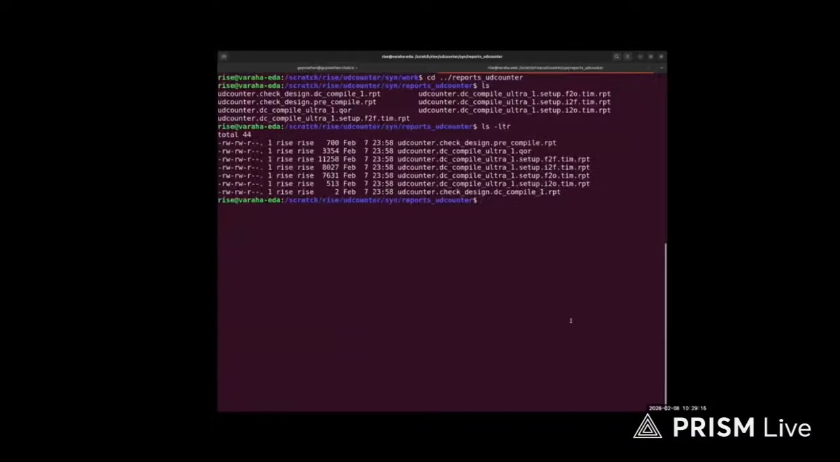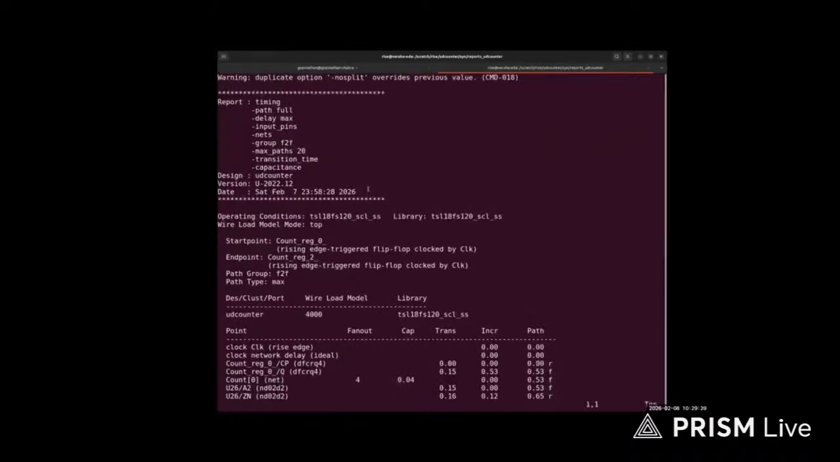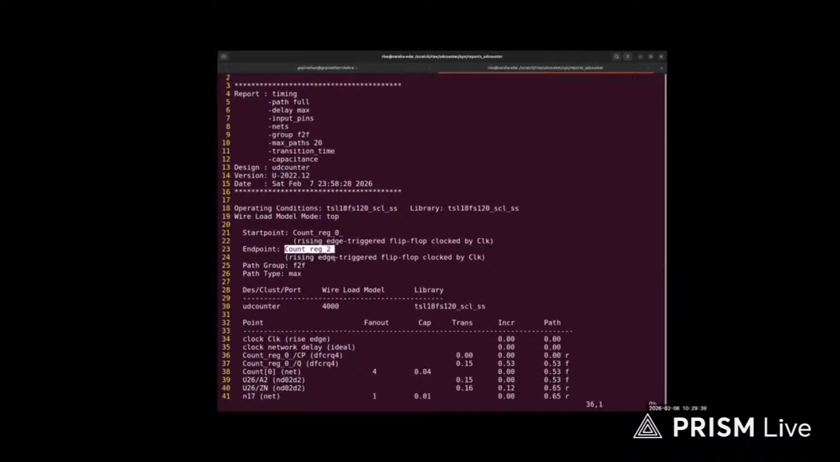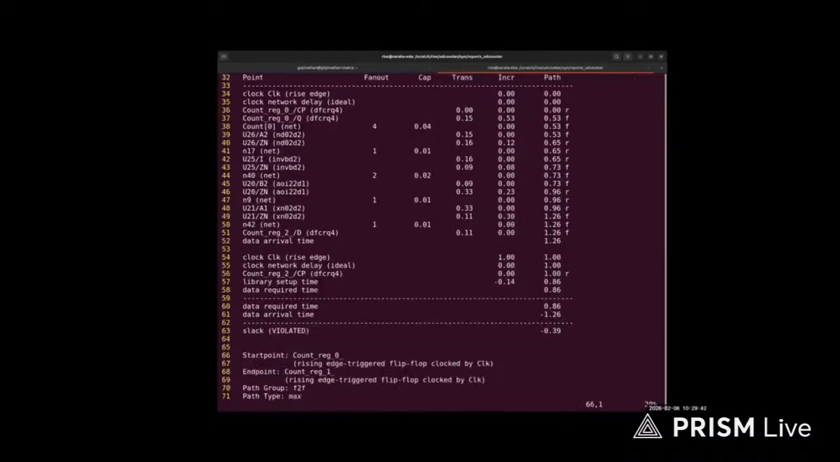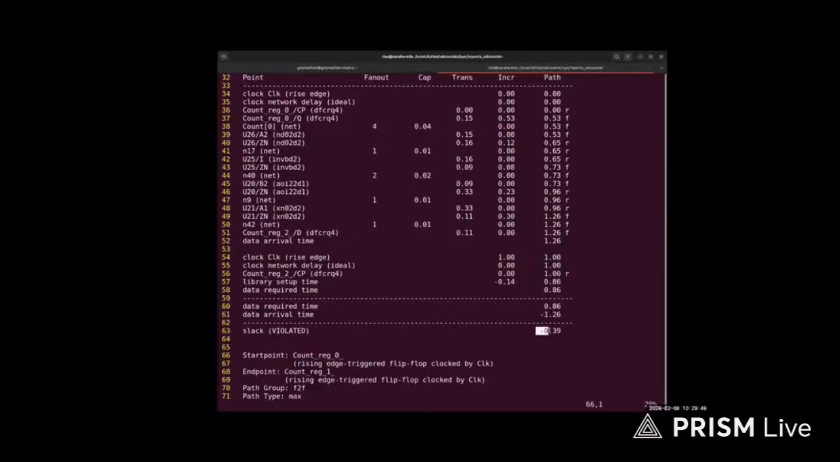So which report do you guys want me to see? Flop to flop. Good. I'm opening the flop to flop report. See, this is the topmost critical path, from count edge 0 to count edge 2, start point and end point. If you see here, you have given the clock as 1 nanosecond, correct? And it is giving a negative slack.